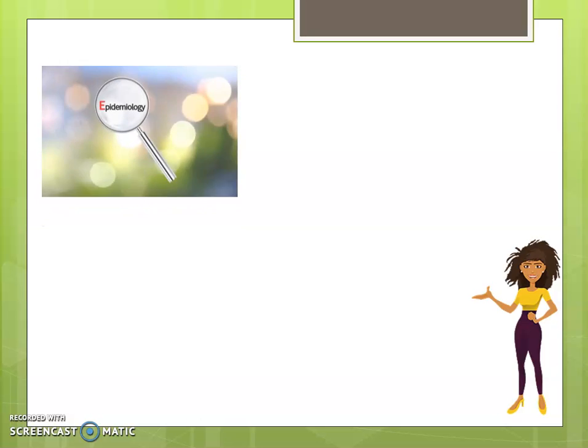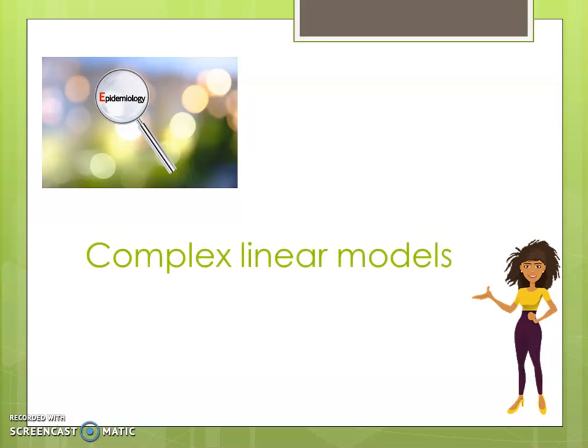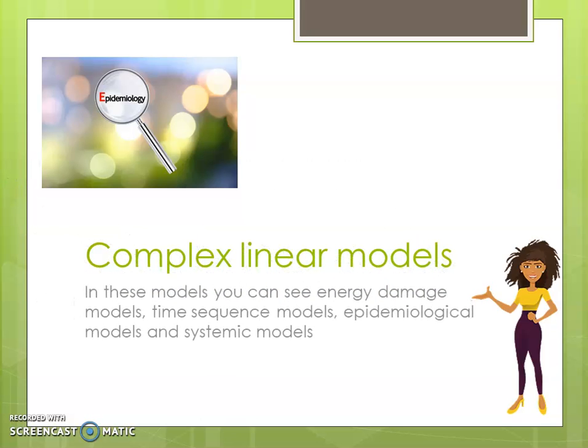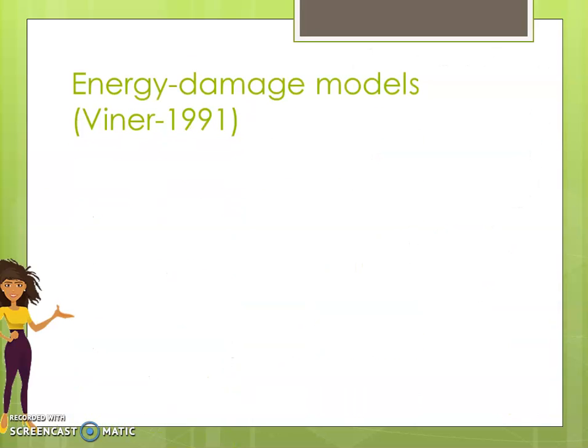Hi, I'm Daniela, and I will explain complex linear models, where it is understood that everything has a sequence that leads from A to B, in general from left to right, and they include models of energy damage, time sequence models, epidemiologic models, and systemic models. Models of energy damage explain that the danger is far from the accident itself, but it has factors that will make them susceptible and that can be linked.